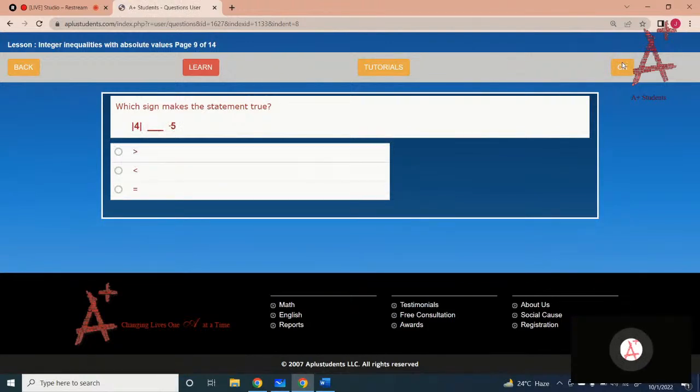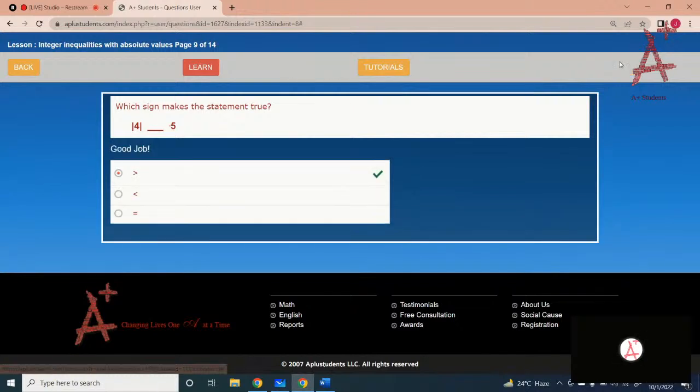Okay, absolute value of 4 and negative 5. So absolute value of 4 is, yes, 4. So 4 is less than 5 or greater than 5. Negative 5 is the other number, so 4 is greater than negative 5. Got it? So select the correct option and click on the OK button.